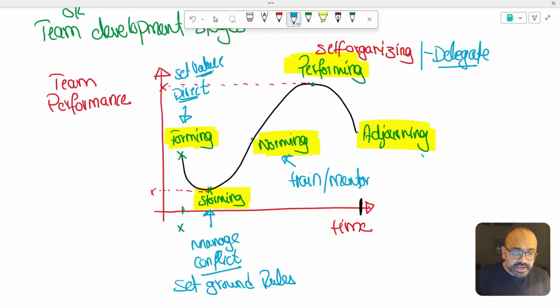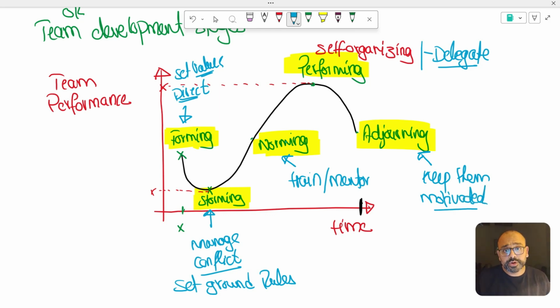And when they are at the adjourning stage, near the end of the project, you need to keep your motivation high. You need to keep your motivation, not only your team's motivation, also high. So keep them motivated. That's your target over here when it comes to the adjourning stage. Very important concept: forming, storming, norming, performing, adjourning.